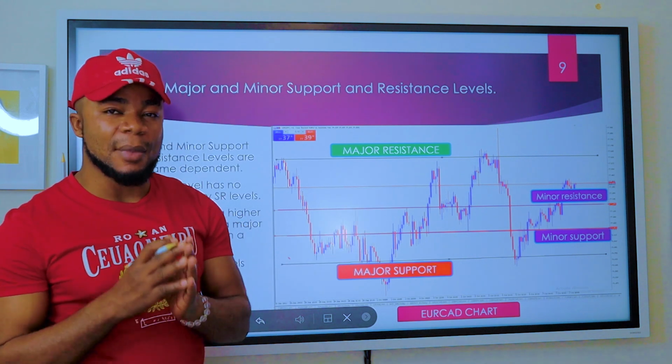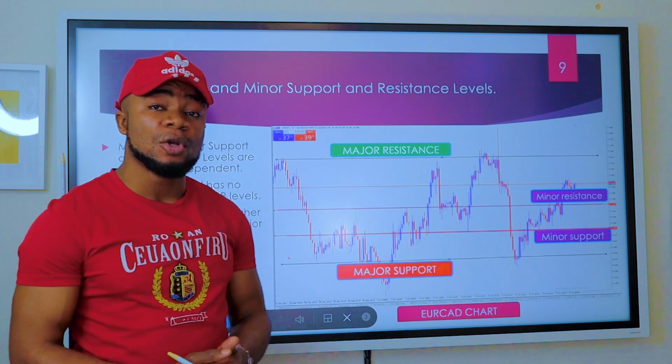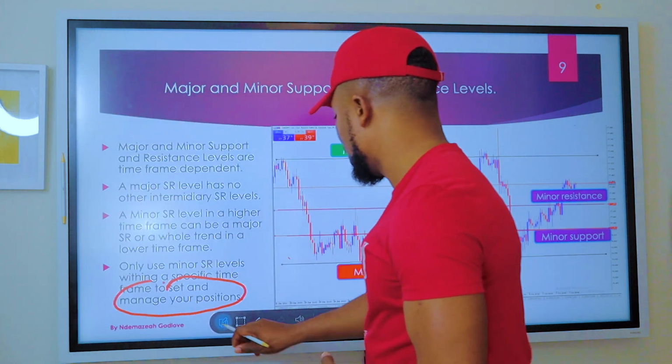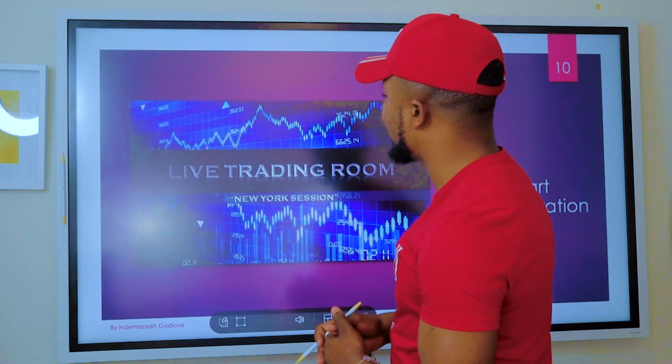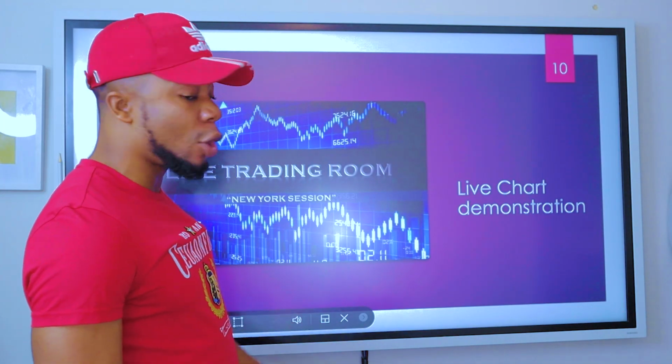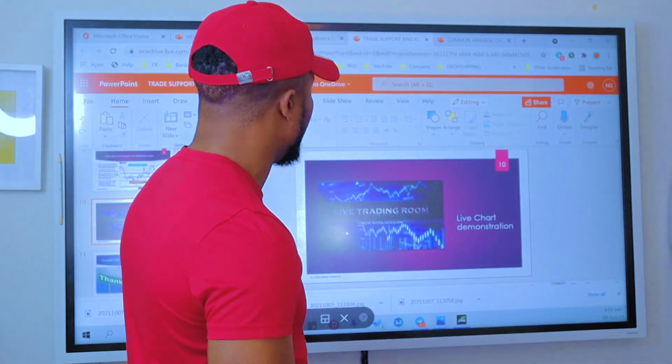for trade management. And I've already explained how you can use minor support and resistance to manage your trade. So with that being said, let's see what we have here. The next thing we have here is a live chart demonstration. Let me just show you a couple of examples on the live chart so that we can call this a video.